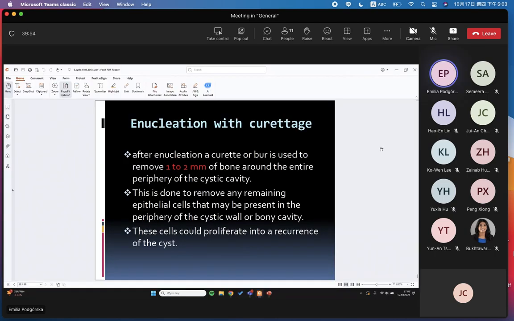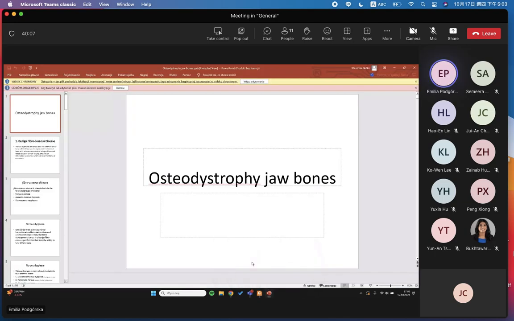Okay, this is the end of the first presentation. So we have another two presentations. Maybe now something about osteodystrophy of jaw bones.